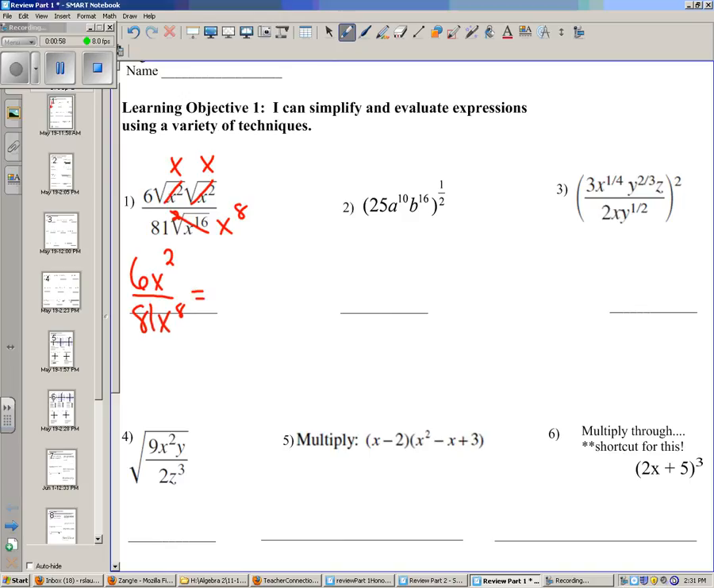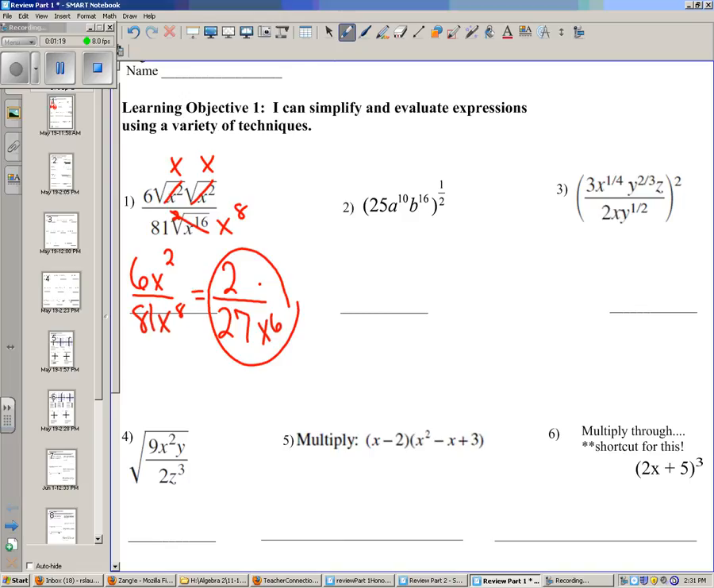you can take a 3 out, and when you take a 3 out, you're left with 2 over 27, and then my x squared, x to the 8th, I can subtract, and I get x to the negative 6, which starts out in the top, but then the negative is going to move it to the bottom. So there's my final answer for number 1.